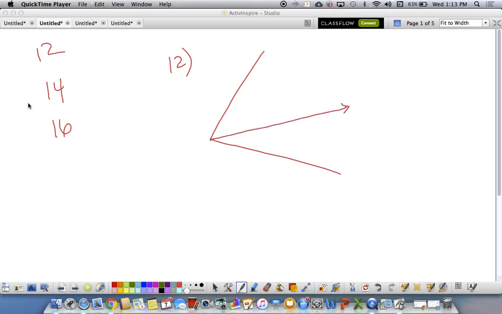BD bisects. What does that mean? Splits it in half. What does it do to this angle? What is that angle, ABD and DBC? They're equal. You have expressions for both of them. What do you do with those expressions? Add them together. Is that what we did yesterday?